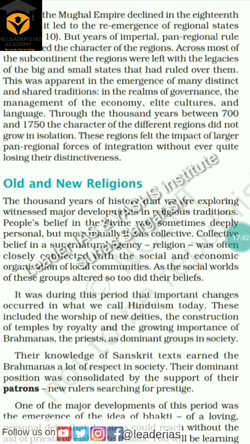When the Mughal Empire declined in the 18th century, it led to the re-emergence of regional states, chapter 10. But years of imperial, pan-regional rule had altered the characteristics of the regions. Across most of the subcontinent, the regions were left with the legacies of the big and small states that had ruled over them. This was apparent in the emergence of many distinct and shared traditions in the realm of governance, the management of the economy, elite cultures, and language.